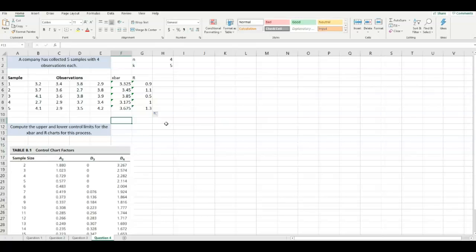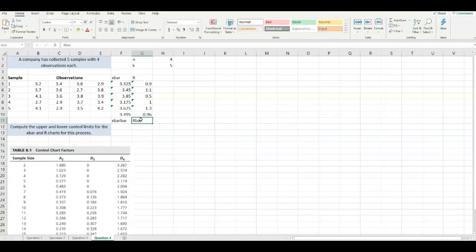So we can find all of our ranges for our 5 different samples. Now, once we have those, we are going to need what's called X bar bar, or the mean of the means, and the R bar, or the mean of the ranges. So X bar bar is the average of our 5 different averages here. And R bar is the average of our 5 different ranges.